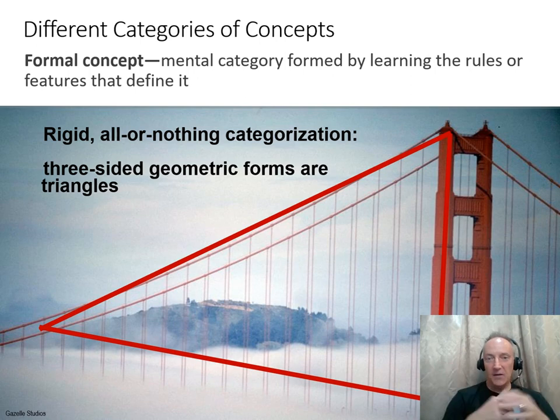If it doesn't have those criteria, then it's not a triangle. It is or it isn't. That's what's known as a formal concept.